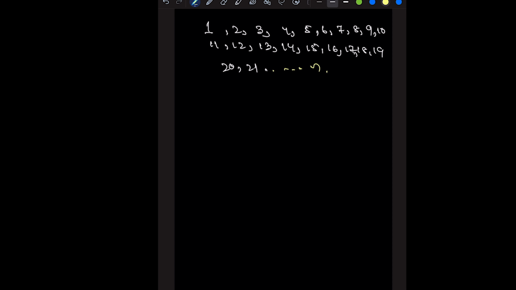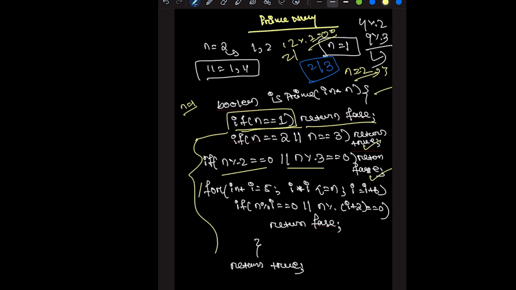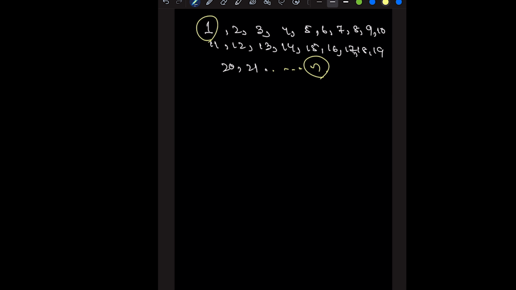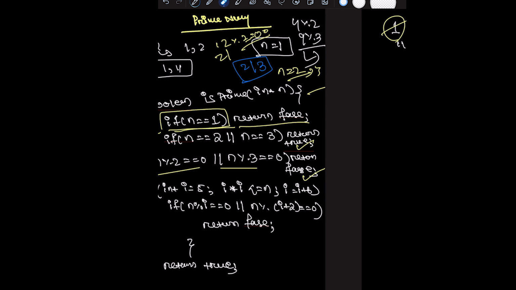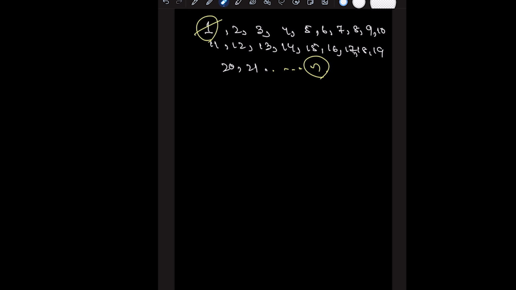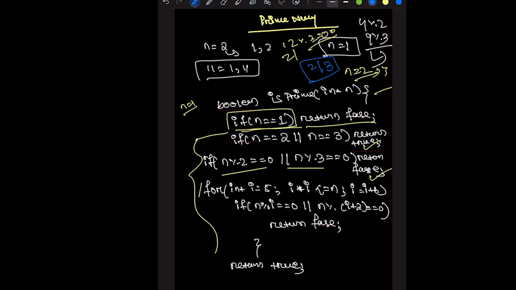So here in the code, first we check n equal to 1, return false, then 1 will be completely out of the loop. Okay, it's not a prime number. If n equal to 2 or 3, then it's a prime number, so we will have true for these numbers. Then if n modulo 2 equal to 0 or n modulo 3 equal to 0, we check this condition.